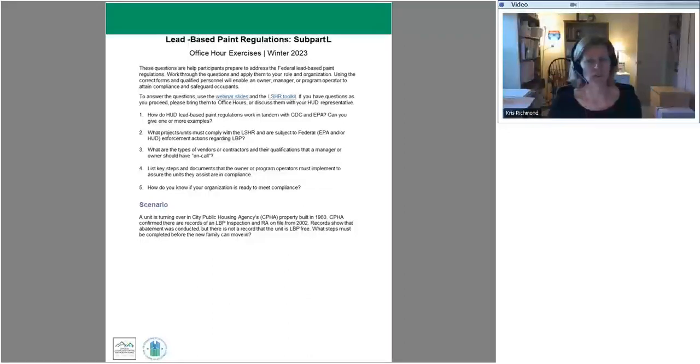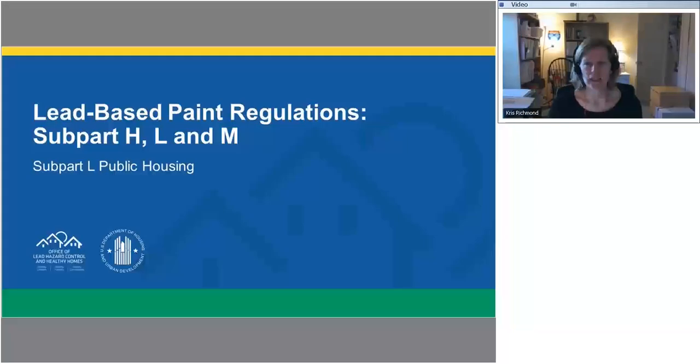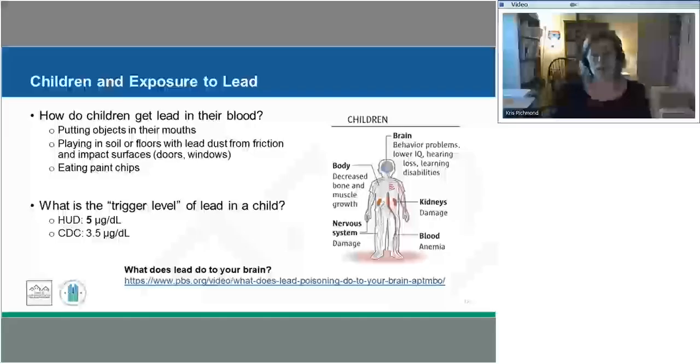So let's get started. The first question is, how do HUD lead-based paint regulations work in tandem with CDC and EPA, and can we give some examples? So the first one I'd like to talk about is the Childhood Lead Poisoning Prevention Program. So let's look at slide 18. Okay, so we have HUD, if you see down below here about the different trigger levels.